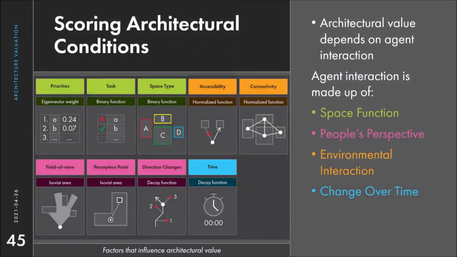To combine these domains with architecture, I've developed a scoring system that tries to calculate a value based on the level of interaction. This depends on several factors, including the purpose of the space, what people can perceive, what elements they interact with, and process time. In general, an architectural score for a given domain can be made up of any combination of these factors.